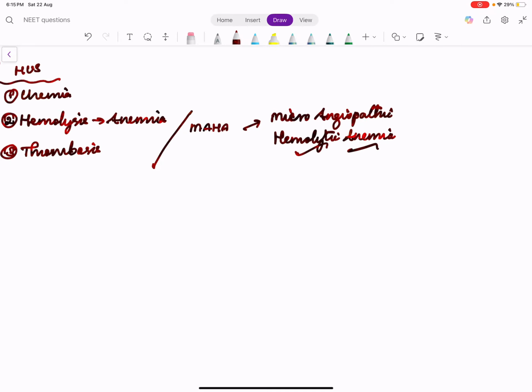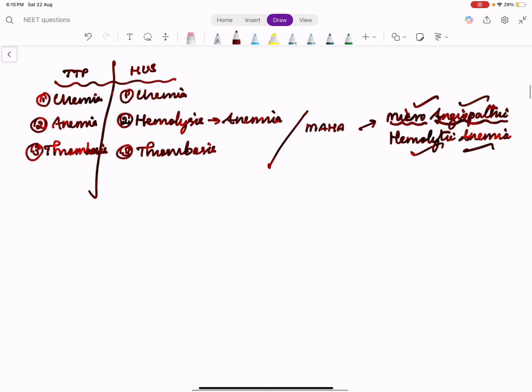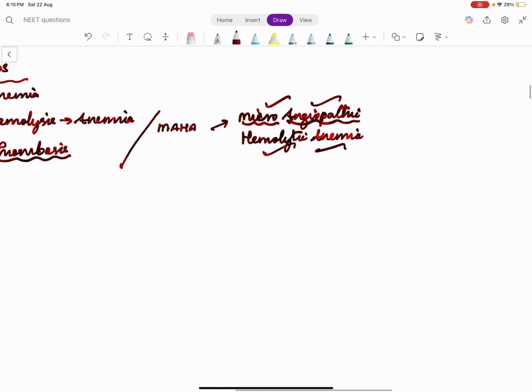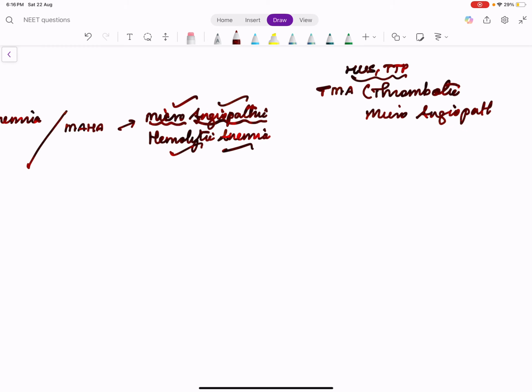So there is hemolytic anemia. Why is there hemolytic anemia? There is a problem in the small blood vessels of the kidney. So it is microangiopathic hemolytic anemia. Why is there microangiopathy? Because there is thrombosis. So since there is microangiopathy in thrombosis, the diseases of HUS and TTP are called thrombotic microangiopathies. So thrombotic microangiopathies are also causes for acute kidney injury.